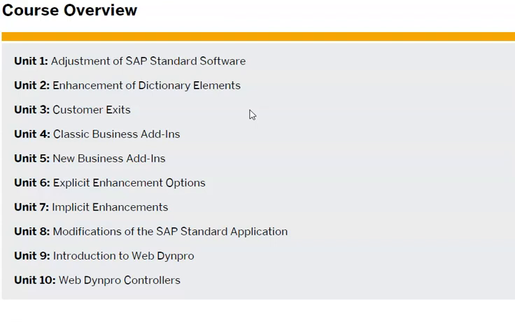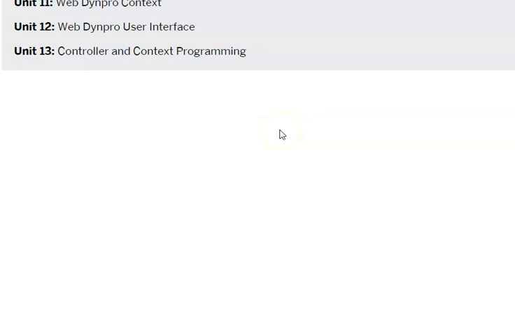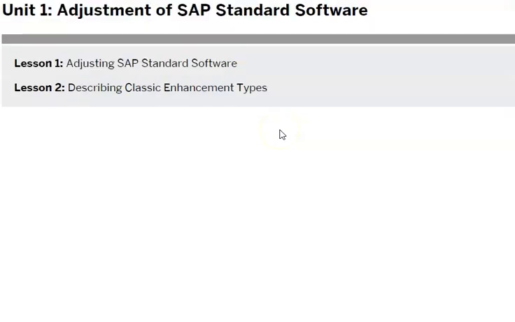Explicit enhancement options. Additionally, to exits and business add-ins, we have explicit enhancement options, implicit enhancement options, modification of SAP standard applications, and Web Dynpro is another concept wherein we have to design new pages. So Web Dynpro happens to be a different concept, but up to the modifications of SAP standard applications, all this comes under enhancements. So adjusting SAP standard software, and how do we actually do the enhancements?